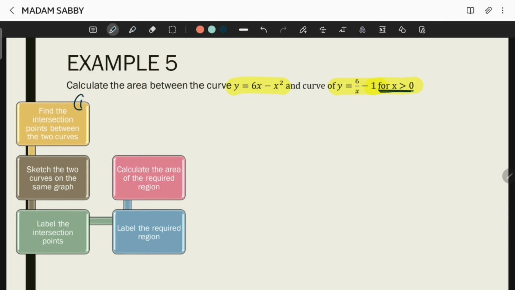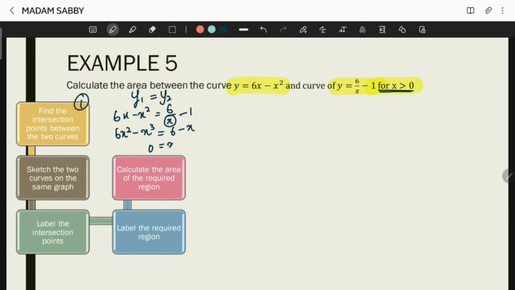So first step, find the intersection points between the two curves. We're going to equate y1 equals y2. So 6x minus x squared equals 6 over x minus 1. I'm going to multiply every term by x, because I want to cancel out the x in the denominator. So it becomes 6x squared minus x cubed equals 6 minus x. Okay, so I'm going to rearrange.